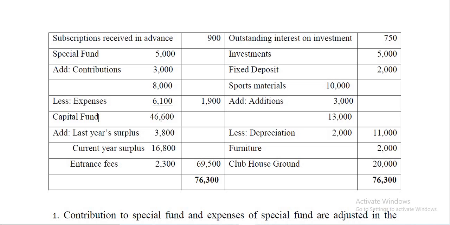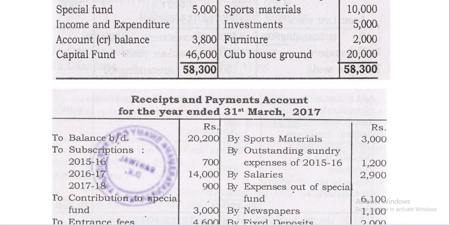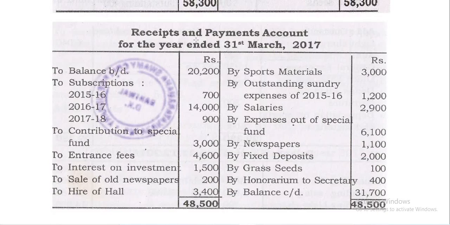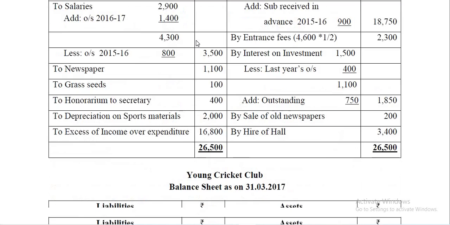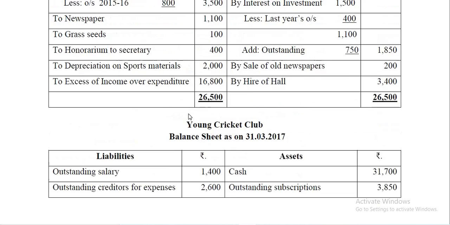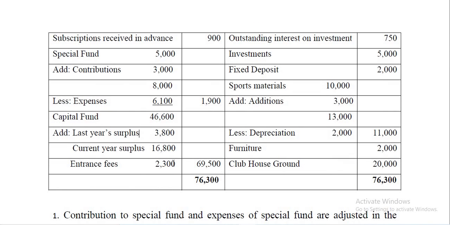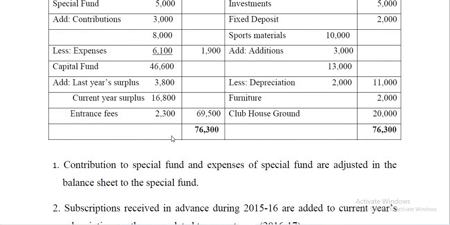Capital fund is 46,600. This is there in the opening balance sheet. Last year surplus is also there in the opening balance sheet. You see here, this is the capital fund. This is the excess of income over expenditure of last year, that is also taken here. Yes, 3,800. Then current year surplus, which you have ascertained here, say 16,800. Then entrance fees 50%, 2,300. Totally 69,500. The total of balance sheet is 76,300.